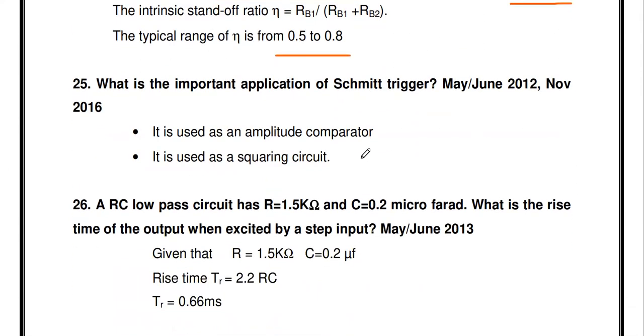Then what is the important application of the Schmitt trigger? It is also a university question, 2012 and 2016 question. The Schmitt trigger is used as an amplitude comparator, as well as a squaring circuit. It is used as an amplitude comparator and as a squaring circuit.